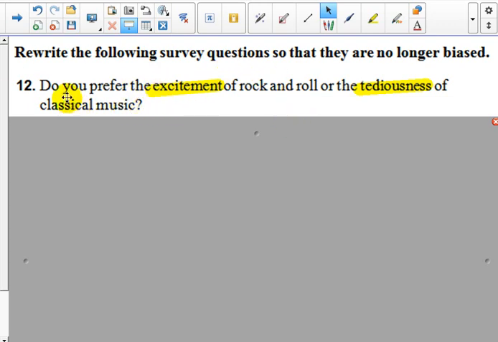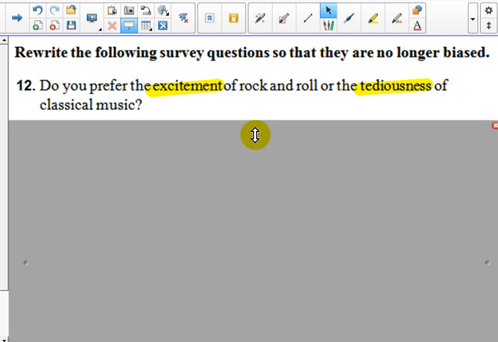I tend to think some classical music's very exciting myself. And I think some rock and roll is very tedious. You know, listen to Eddie Van Halen. That's tedious guitar playing, but good. All right.